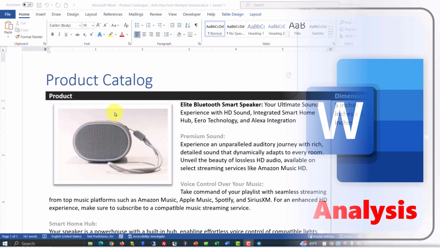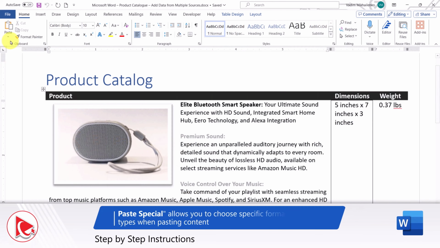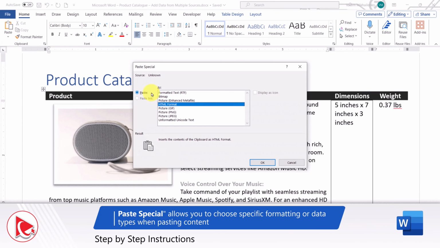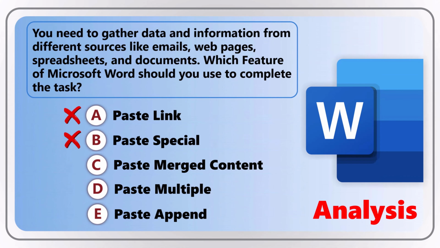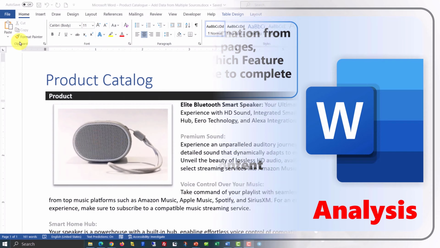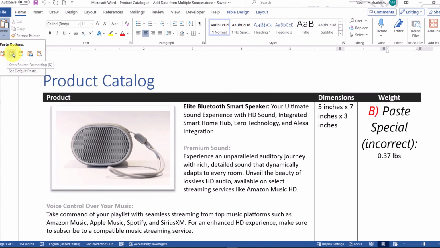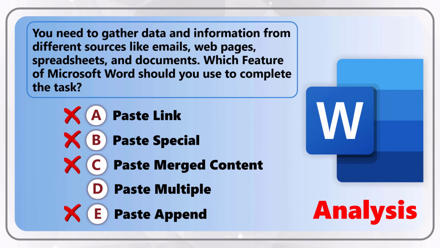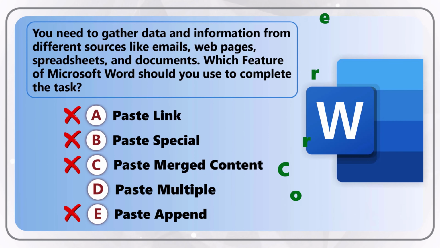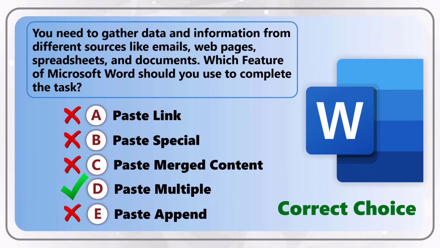Paste special allows you to choose specific formatting or data types when pasting content, but it's not the appropriate feature to collect data from various sources. Both choices C, paste merged content, and choice E, paste append, are not correct options either. Both of them are not the standard features of Microsoft Word and are not relevant for collecting data from various sources. Which leads us to the correct option, choice D, paste multiple items from clipboard. This is the correct option.